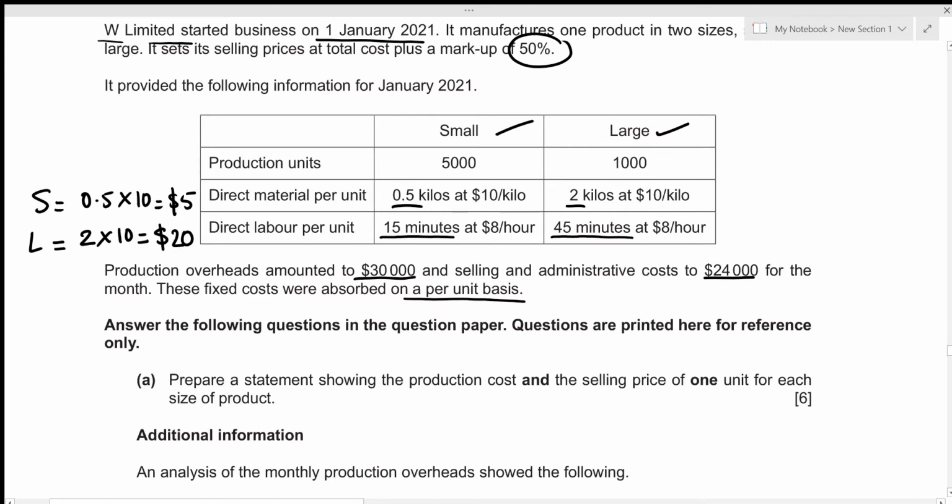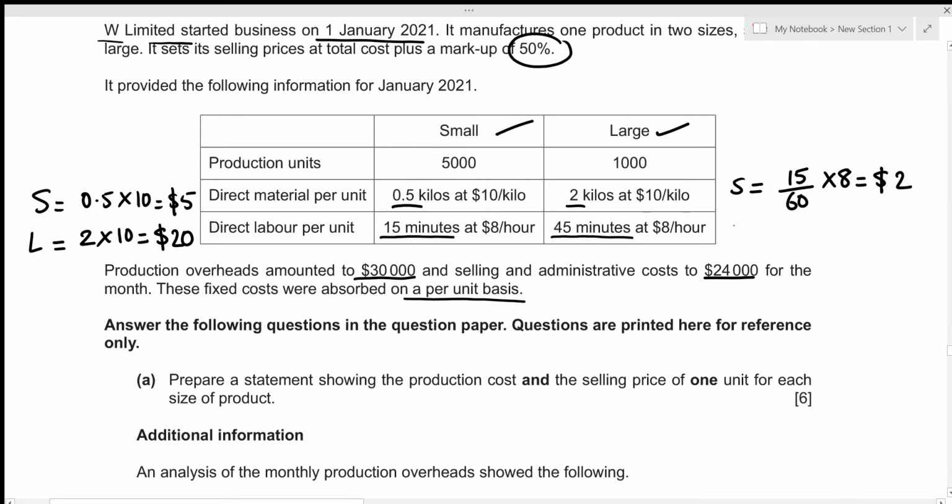Now we will repeat the same process for direct labor per unit. So we know that we require 15 minutes of labor for manufacturing 1 unit of small size. And the rate is $8 per hour. So we can just convert our 15 minutes into an hour. So that's just going to be 15 by 60 because 1 hour consists of 60 minutes. Then we can multiply it with the rate of $8 per hour. So this gives our direct labor rate in order to manufacture 1 unit of small sizes to be 2.